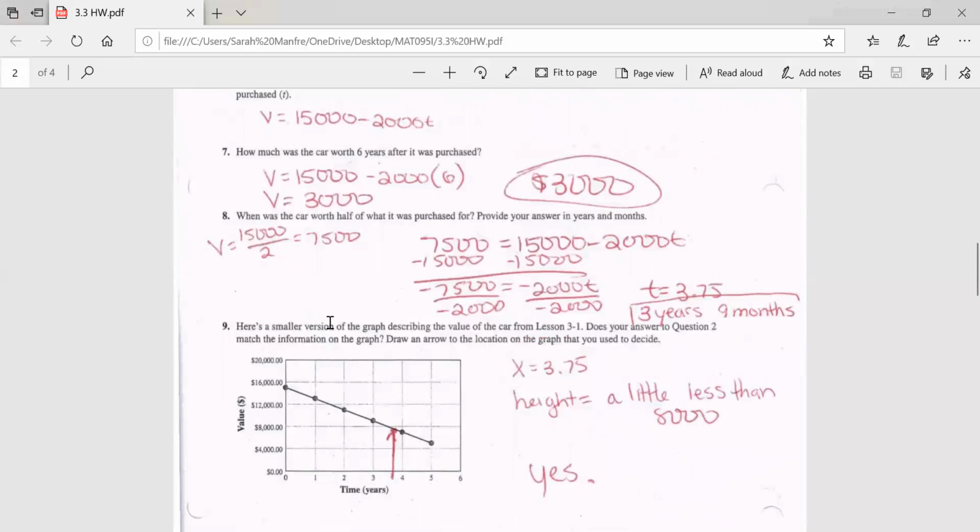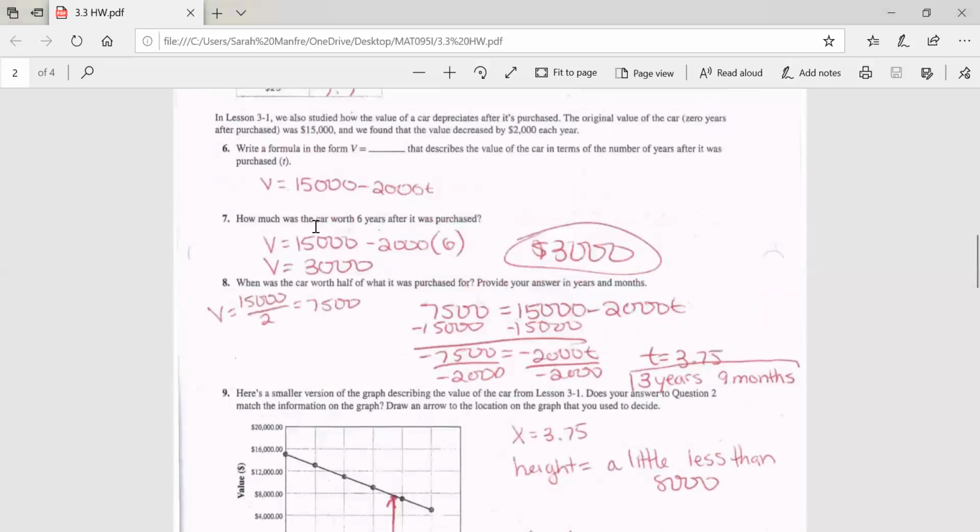When was the car worth half of what it was purchased for? Provide your answer in years and months. Well, first thing is, when was the car worth half? We know it started at 15,000, so half of 15,000, we divide that by 2. So I want to know, when is it going to be worth $7,500?